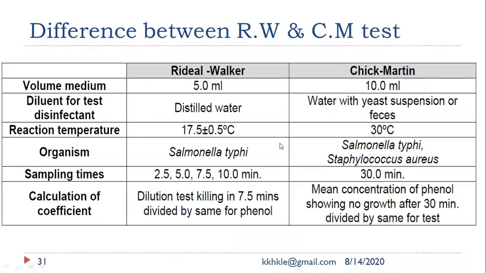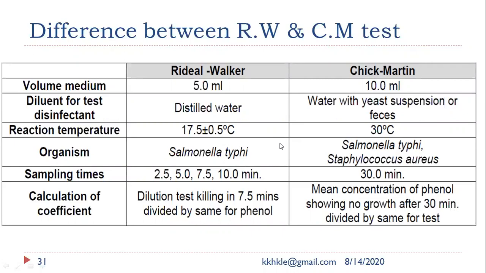And the calculation of the coefficient. In the Rideal-Walker test, we calculate it as the dilution of the test disinfectant killing in 7.5 minutes divided by the same for phenol. But in the Chick-Martin test, the mean concentration of phenol showing no growth after 30 minutes is taken and divided by the same for the test. So why is this difference there in calculating the coefficient? In the Rideal-Walker test, we see which concentration will kill the organism at 7.5 minutes, but not at 5 minutes.